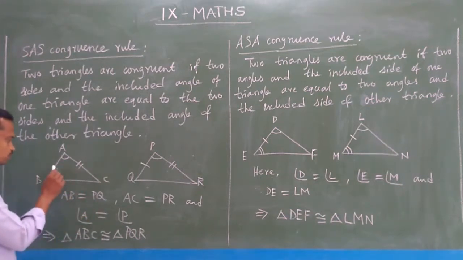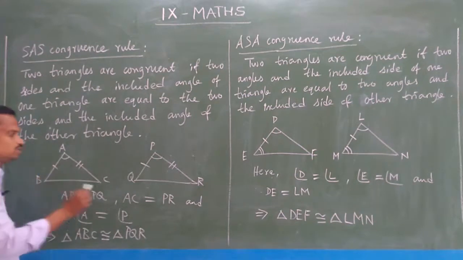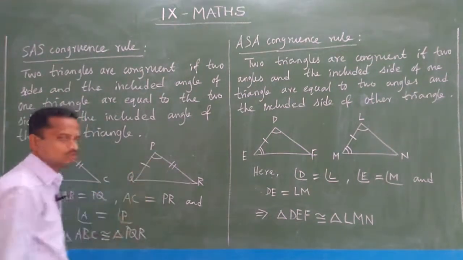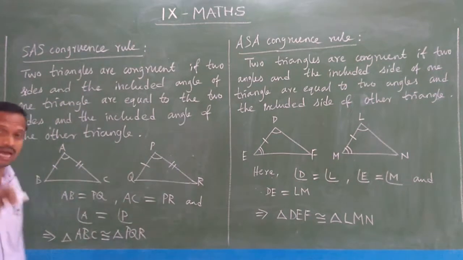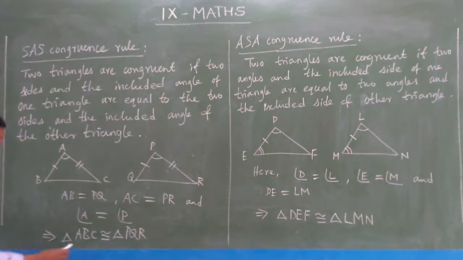The angle is included between these two sides. Yes or no? Angle A is included between these two sides, and here angle P is included between these two sides. So only they are telling the included angle between the two sides. So we can write triangle ABC congruent to triangle PQR.